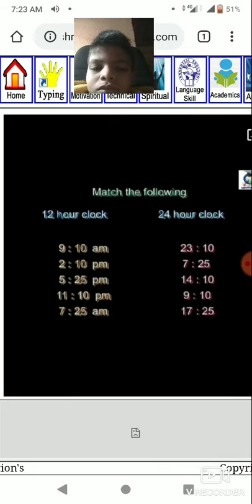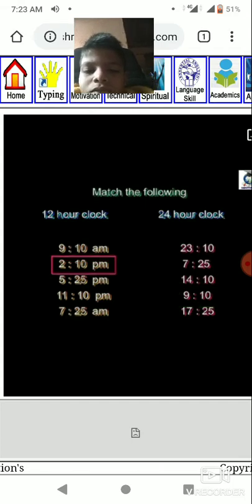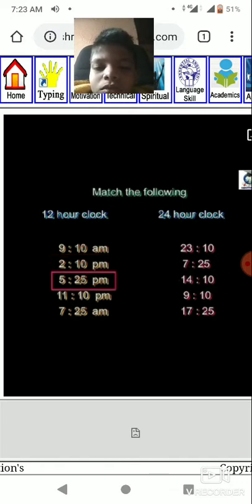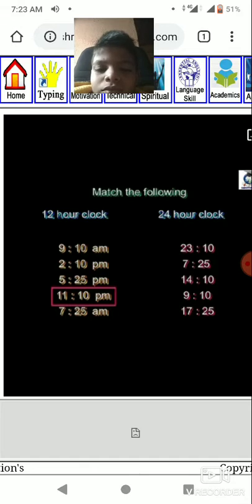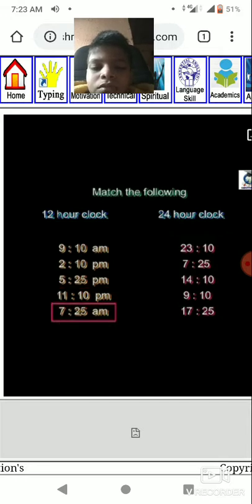Now match the following: 12-hour clock, 24-hour clock. And the correct answer: 9:10 am, 9:10. 2:10 pm, 14:10. 5:25 pm, 17:25. 11:10 pm, 23:10. 7:25 am, 7:25.